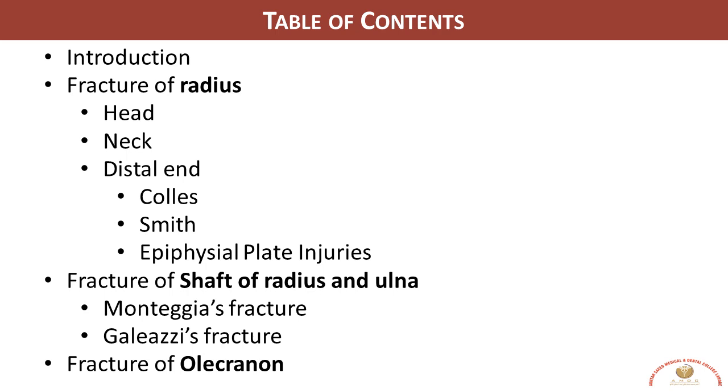This is the table of contents which we have covered in this lecture. There is an introduction, then the fracture of radius: head, neck and distal end. In the last, I will explain this slide again as we are going to cover all of these topics. Then the fracture of the shaft of radius, that contains two types of fractures, and in the last we will cover the fracture of Olecranon.